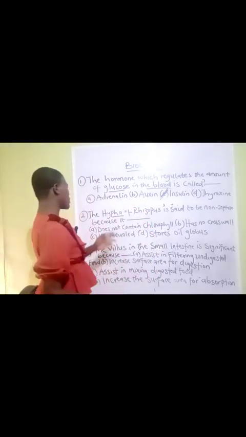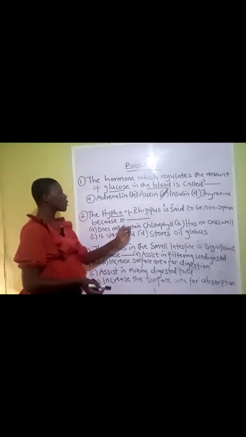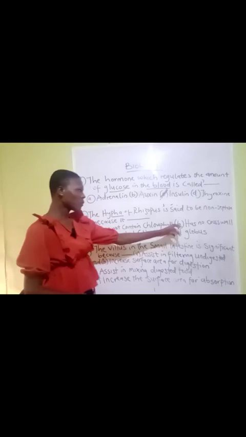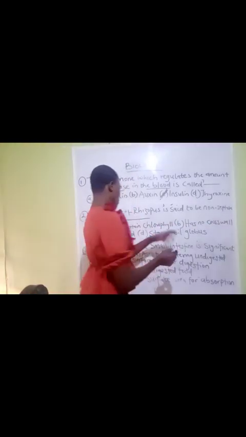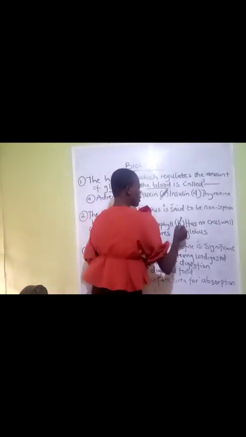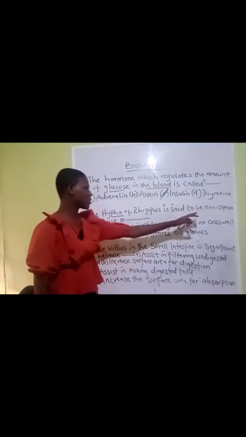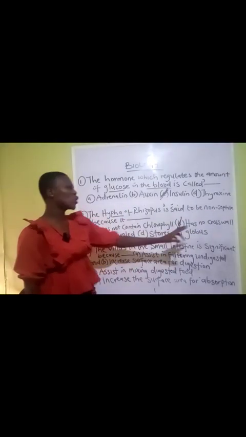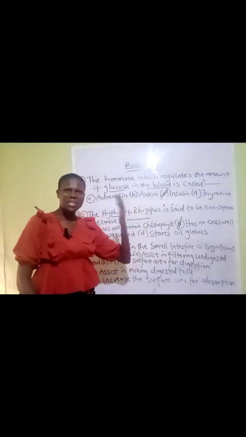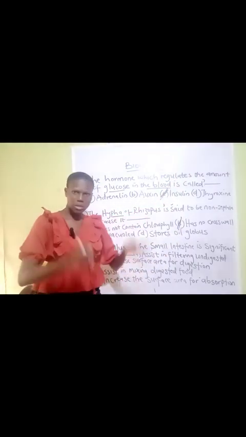So from the options, it said the hyphae of rhizopus is said to be non-septate because: it does not contain chlorophyll, no. B, has no crosswall. C is vacuolated, and D stores oil globules. So the answer is B, has no crosswall. The non means does not, okay. Non-septate does not have a crosswall. Instead, the cells inside are actually long in shape.